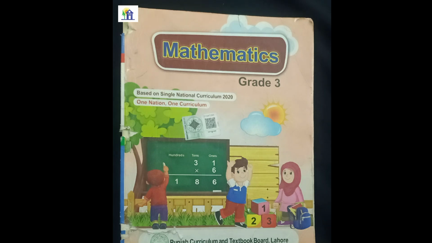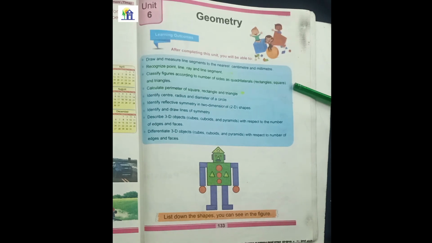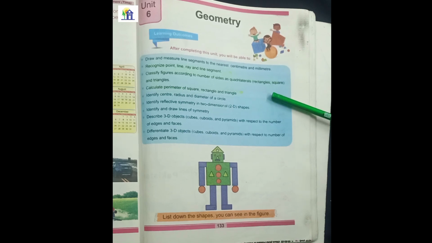Today students we learn mathematics unit number 6, geometry. Before starting our lesson we discuss our SLOs: recognize point, line, ray and line segment. Classify figures according to the number of sides in quadrilaterals, rectangle, square and triangle. Calculate perimeter of square, rectangle and triangle.